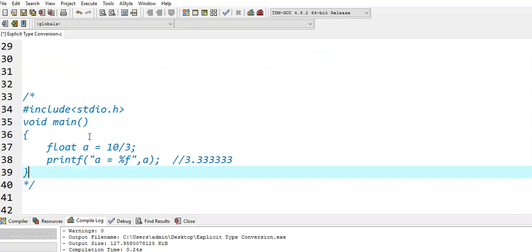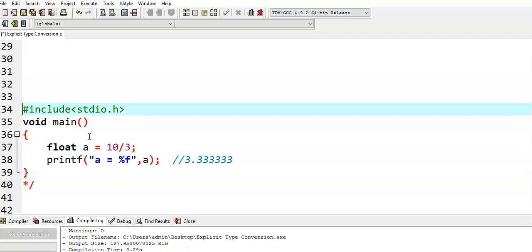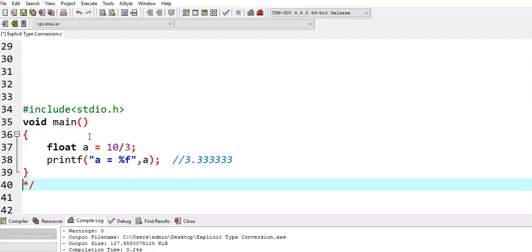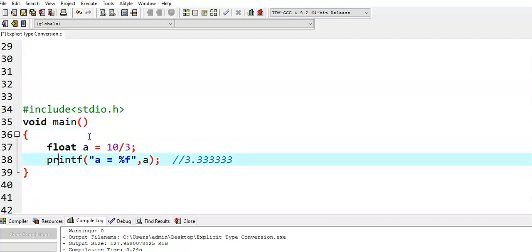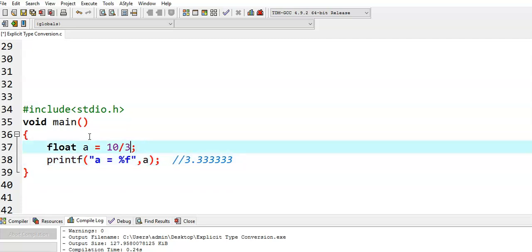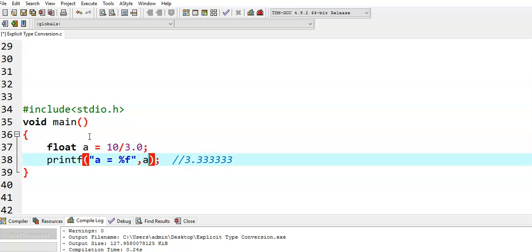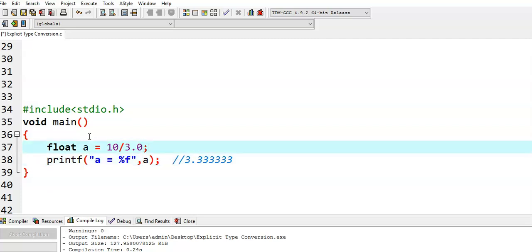In the last video, we have seen this particular example. 10 divided by 3. We are expecting 3.33, but we got 3. In order to get 3.33, what we did in the last video was convert one value to a floating type of value. If one value is converted into a floating point value, then the compiler automatically converts the other into floating point value. Then we got output 3.33. This type of conversion is called implicit type conversion.